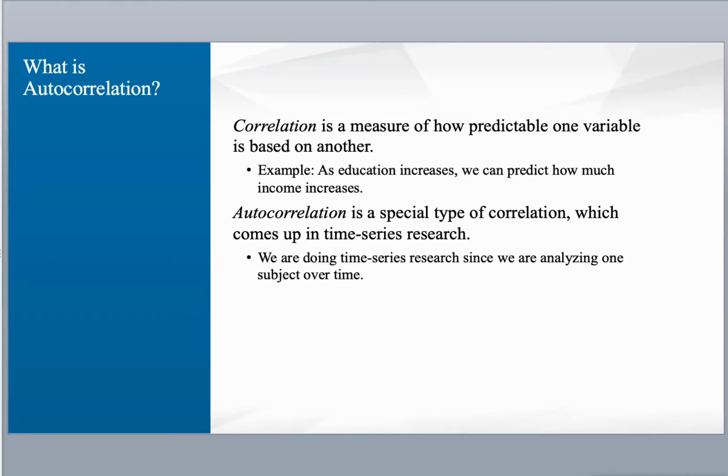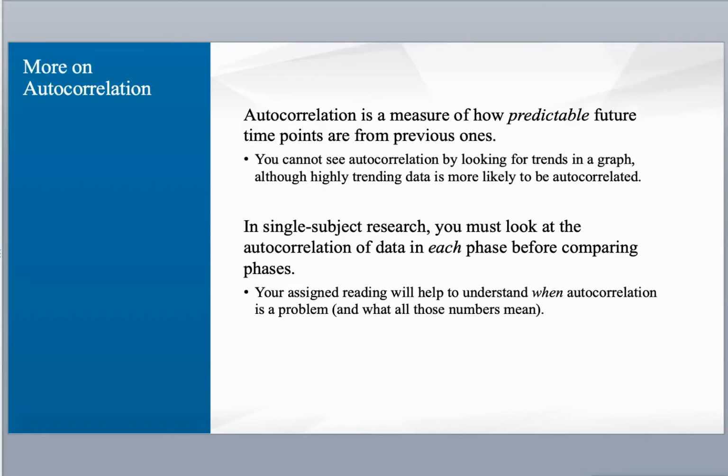Correlation is a measure of how predictable one variable is based on another. For example, as education increases, we can predict how much income increases. So autocorrelation is a special type of correlation which comes up in time series research, and that's exactly what we're doing here when we're analyzing a subject's behavior over time. Autocorrelation is a measure of how predictable future time points are from previous ones.